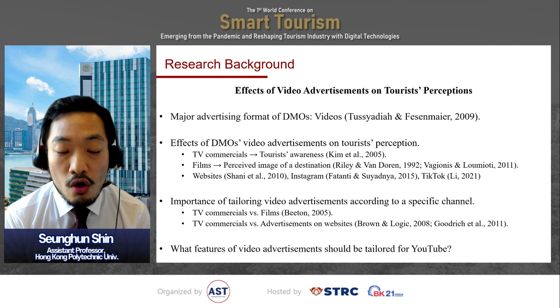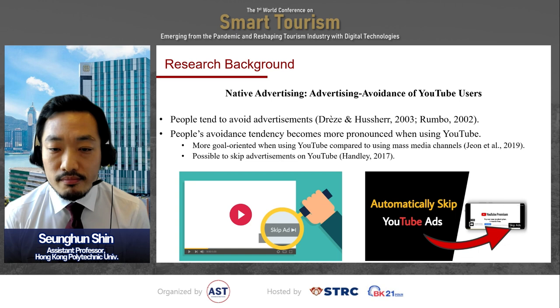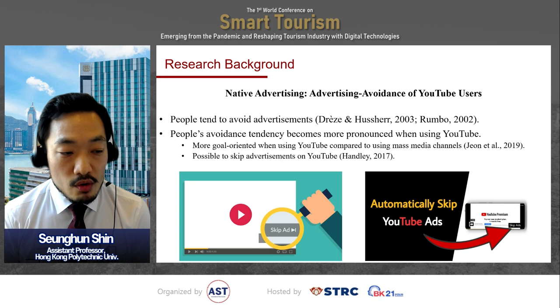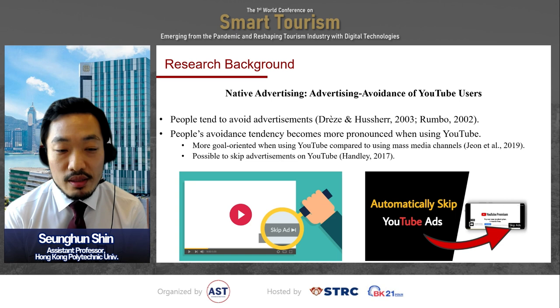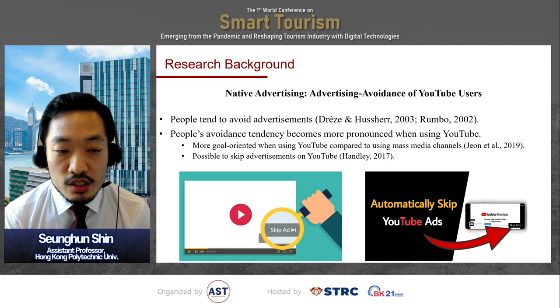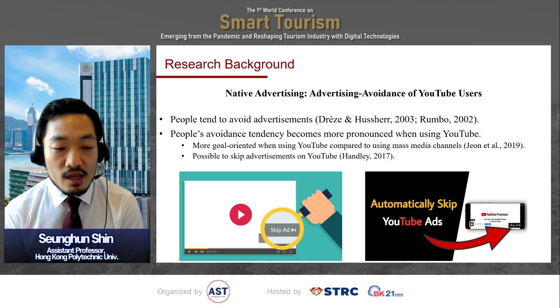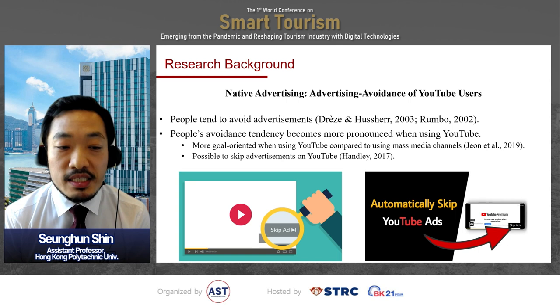So please go to the next slide. The first one is related to the viewing pattern of YouTube users. Normally, we are not willing to see advertisements when we watch something, right? Because advertisement is not what we want. The main content is what matters. On TV, we want to see the main program. In the theater, we want to see the movie rather than the advertisement. So people generally tend to avoid advertisement. This is called advertising avoidance tendency.